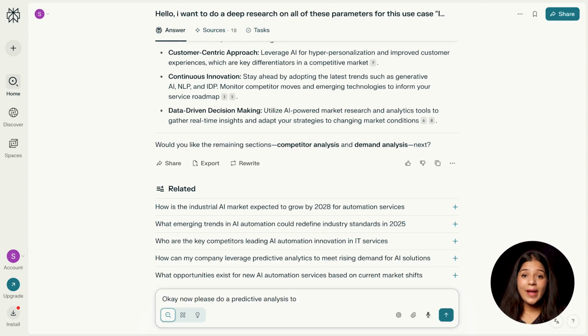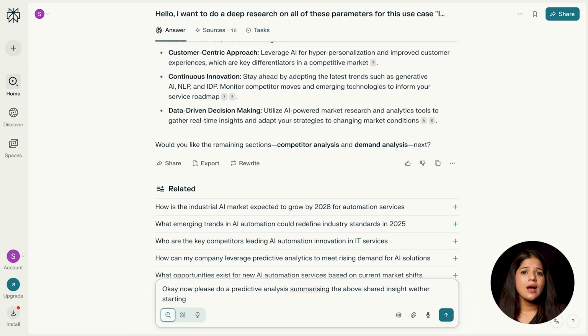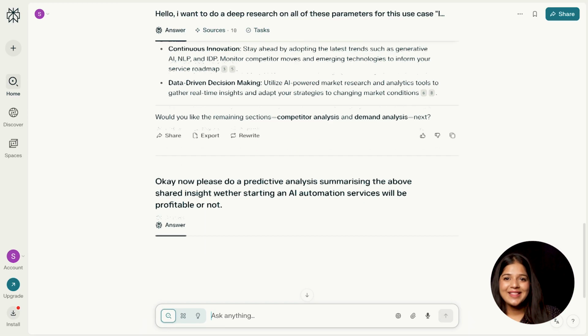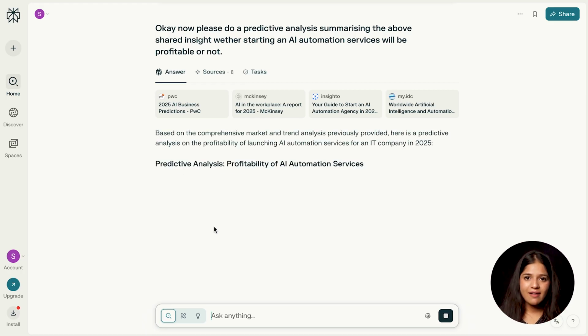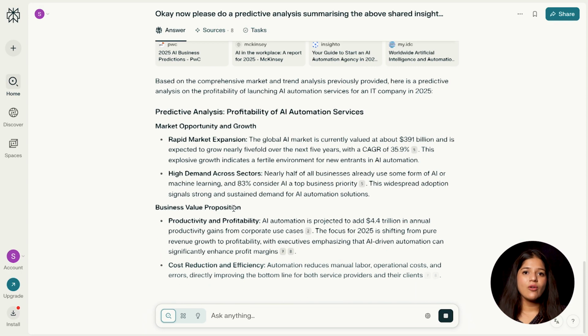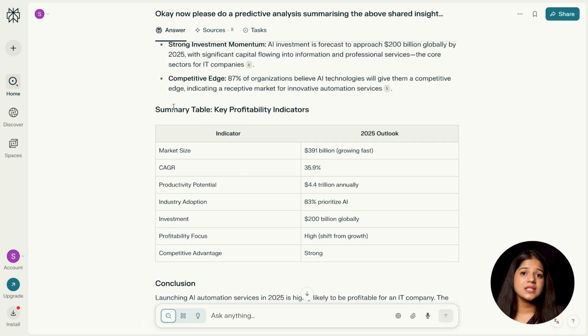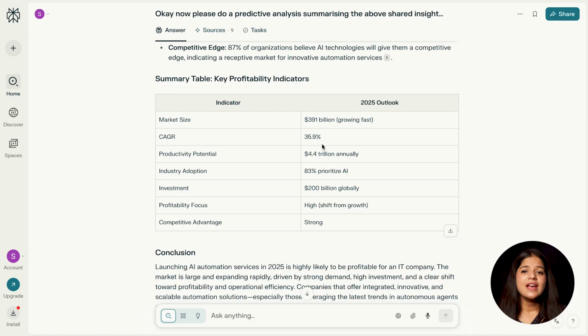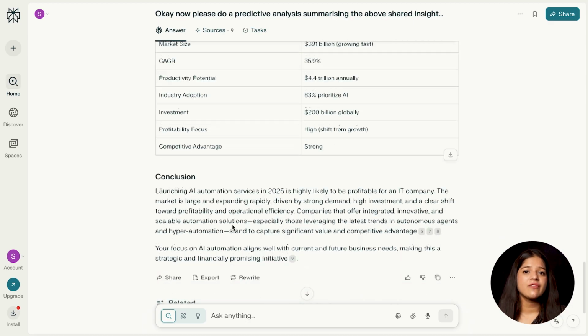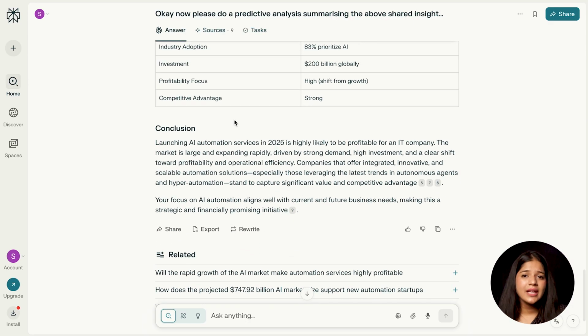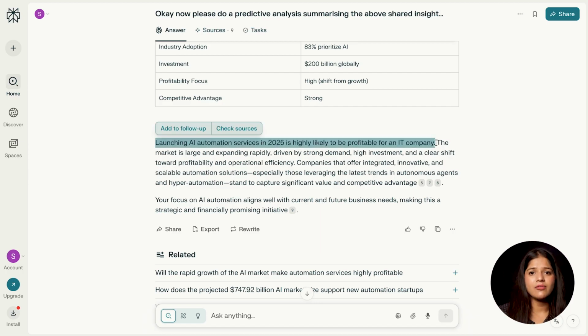Alright, now here is where it exactly gets powerful and where the prompt actually makes sense. I'm going to ask Perplexity to take all of this research and give us a predictive analysis on profitability. And boom! Look at this. Based on actual market data, it's giving us a comprehensive analysis of whether this service expansion makes sense. Now, I'm not saying market trends alone guarantee profitability. That depends on the company's specific capabilities, location, team, and a bunch of other internal factors.